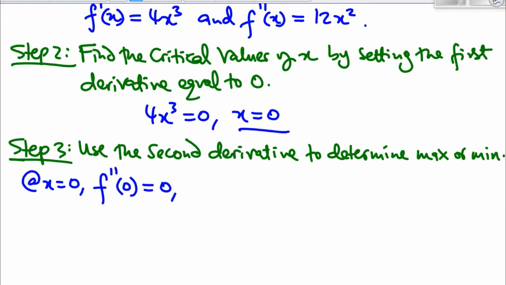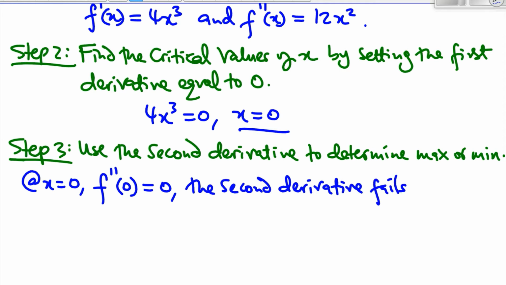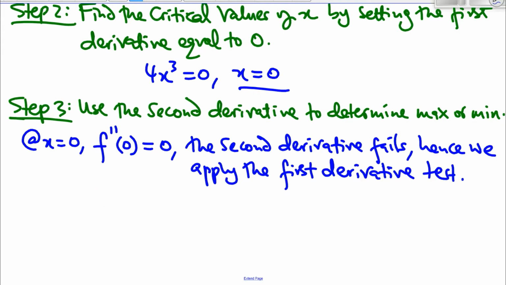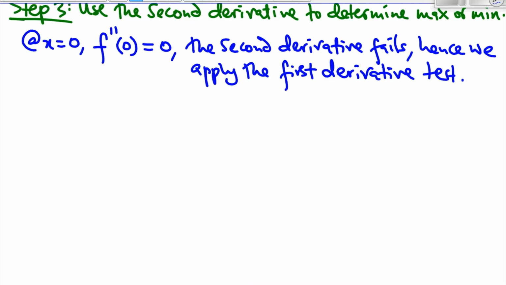So the second derivative test fails, hence we apply the first derivative test. The first derivative test is the one whereby you have to draw the sign diagram.